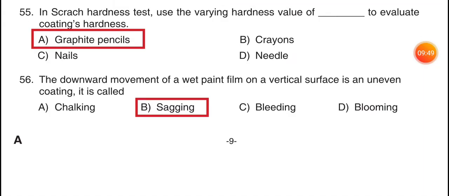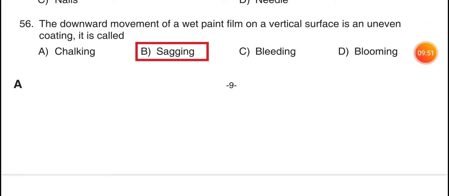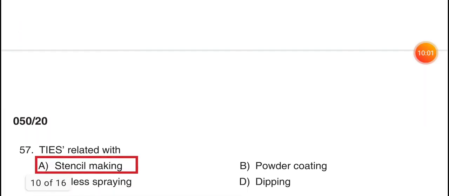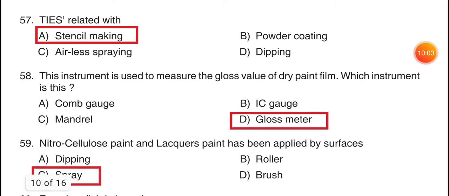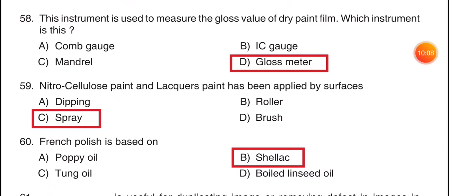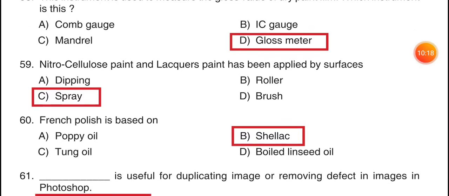Option A, graphite pencils. 56. The downward movement of a wet paint film on a vertical surface is an uneven coating. It is called option B, sagging. 57. Ties related with option A, stencil making. 58. This instrument is used to measure the gloss value of dry paint film. Which instrument is this? Option D, gloss meter.